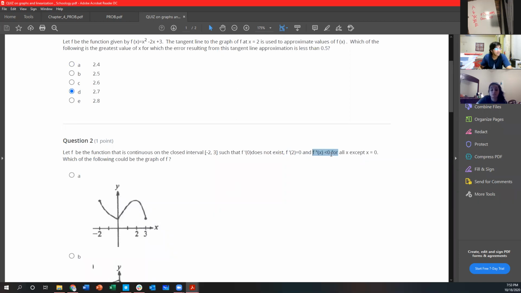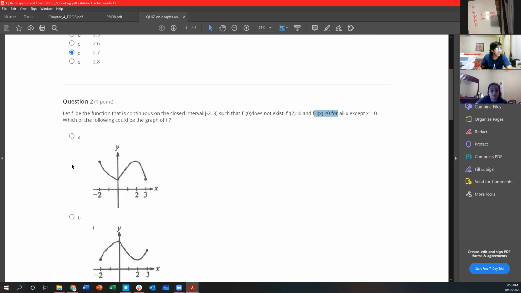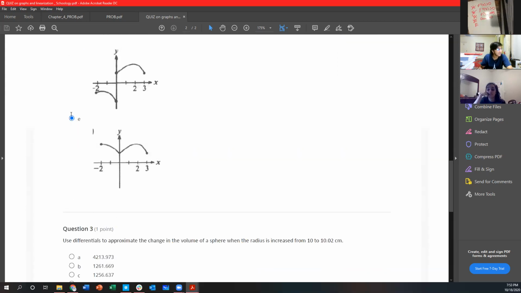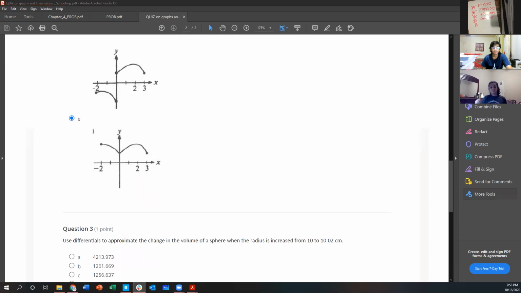f double prime of x is less than 0 for all x except x equals 0. Essentially it's always concave down except at x equals 0. A is out because it's concave up; f double prime is greater than 0 in that interval. B is also wrong for the same reason. It's concave up for certain values of x, and thus E is the only answer that matches. All right, that makes sense.